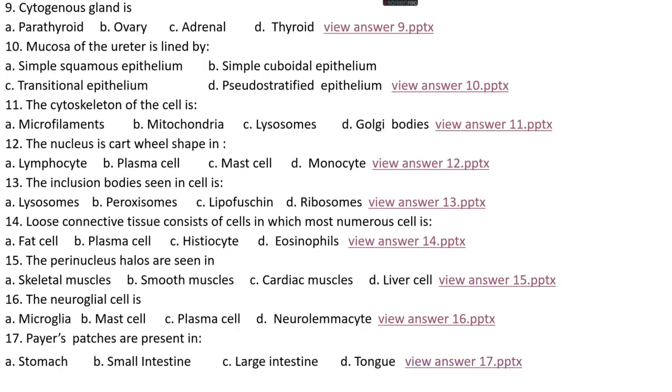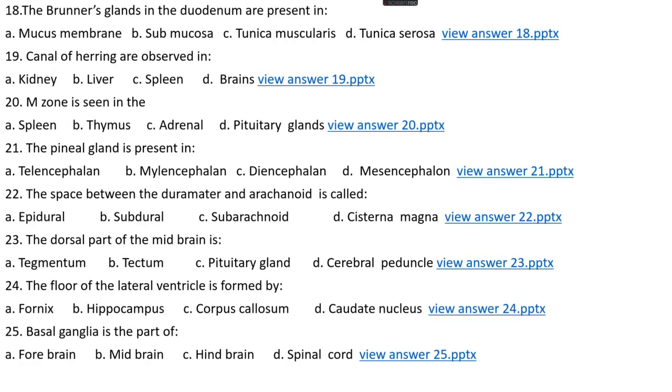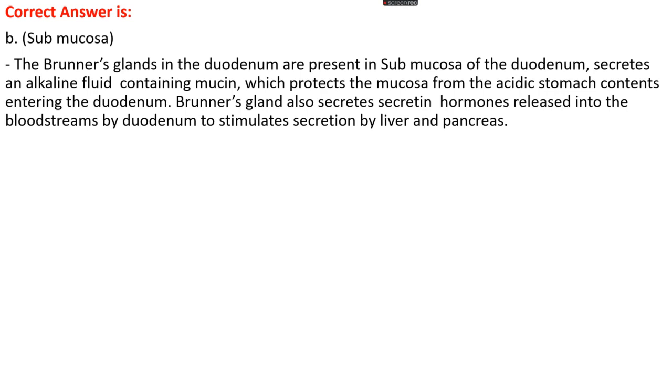Question number 18. The Brunner glands in the duodenum are present in option A, mucous membrane, option B, submucosal layer, option C, tunica muscularis, option D, tunica serosa. The right answer is option B, the submucosal layer. Brunner glands are present in the submucosa of the duodenum. They mainly secrete an alkaline fluid containing mucin, which protects the mucosa from acidic stomach content entering the duodenum. Brunner glands also secrete hormones released into the bloodstream by the duodenum, which stimulate secretions by the liver and pancreas.